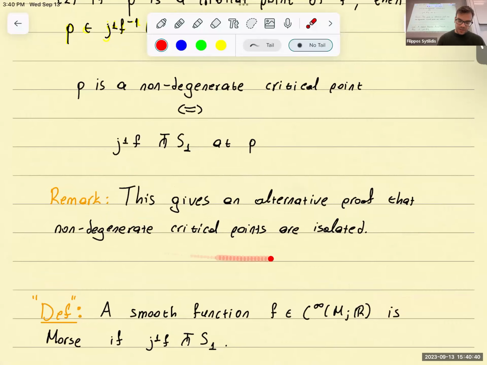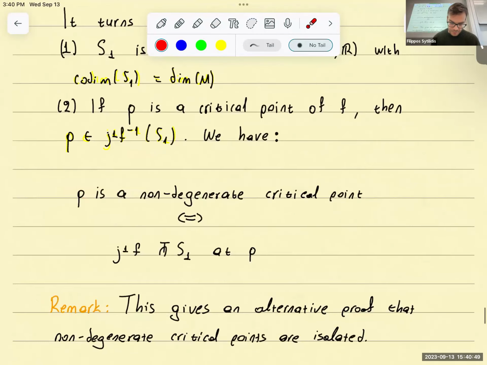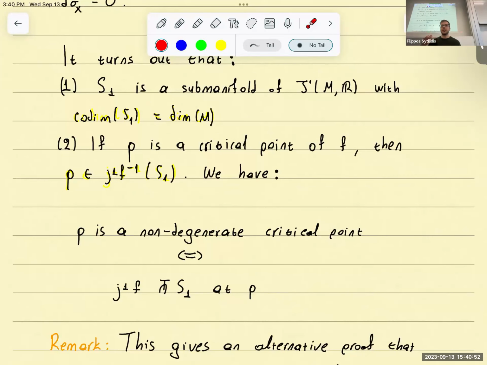And also it gives you an alternative proof that non-degenerate critical points are isolated, because remember we have this codimension of S1 equals the dimension of M. So that means that the pre-image of S1 under J1F is going to be, by transversality, a submanifold of M, and it's going to be a zero-dimensional submanifold of M. And being a zero-dimensional submanifold means that it consists of isolated points.